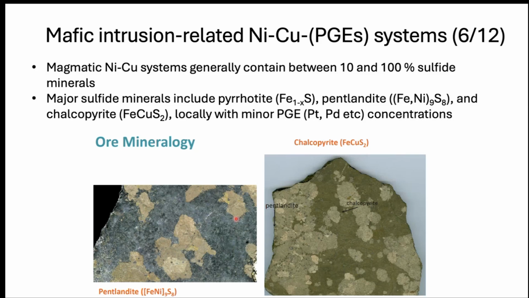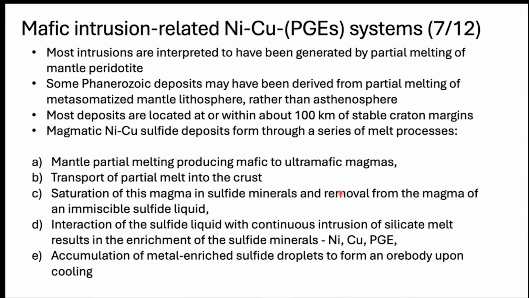We can have pentlandite, which is an iron nickel sulfide, and chalcopyrite, which is our main copper sulfide, which has lots of iron in it too. And then we get PGE, platinum, palladium, etc. So just some pictures of pentlandite here in the brown, and then pentlandite and chalcopyrite over here in the other figure. Okay, a very wordy slide.